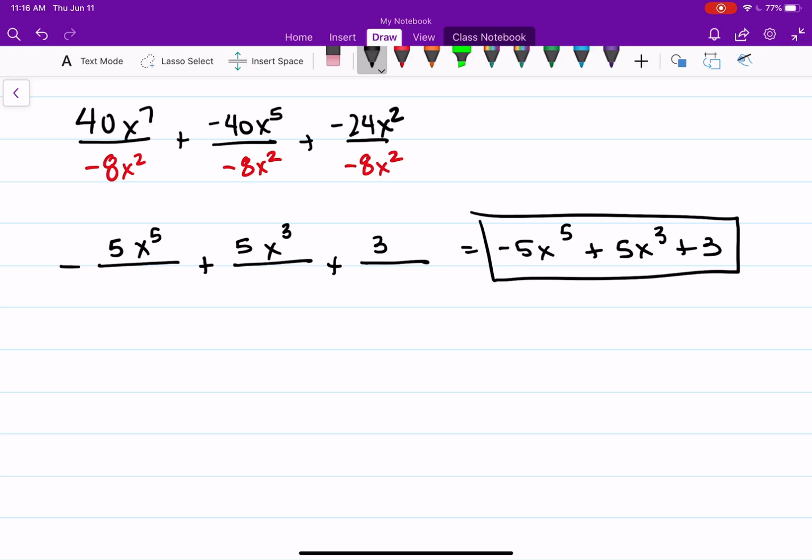Now, if it comes out to be a fraction, then leave it as a fraction. Don't worry about trying to make it any different.